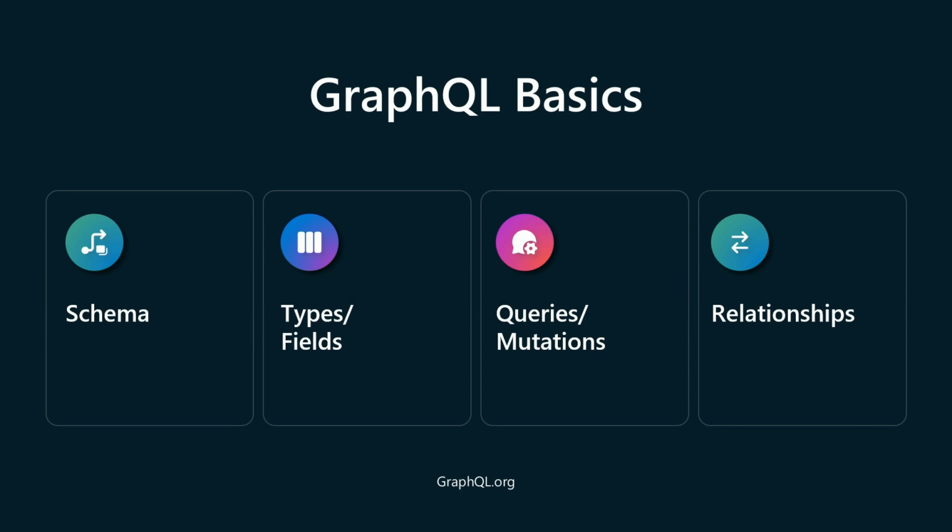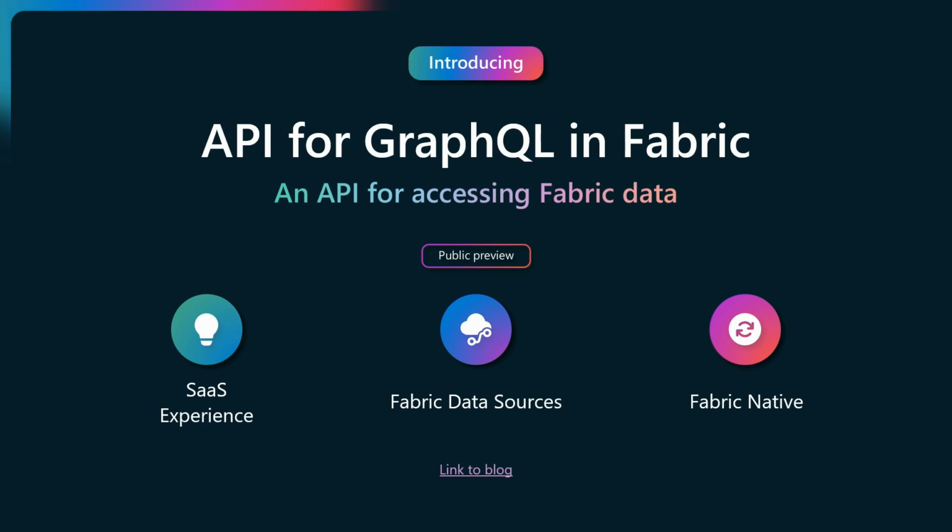Relationships are for joins, queries are for retrieving data, and mutations are for creating, updating, and deleting data. So now, that being said, let me show you how it all works in Fabric, because today we are announcing API for GraphQL, now in public preview. It's a complete SaaS experience, as you would expect. And we'll talk a little bit more about it.